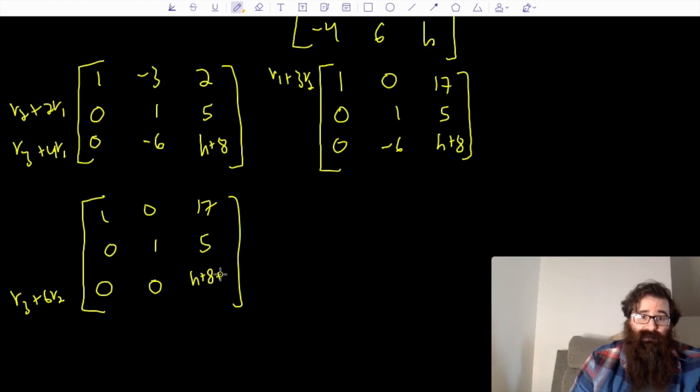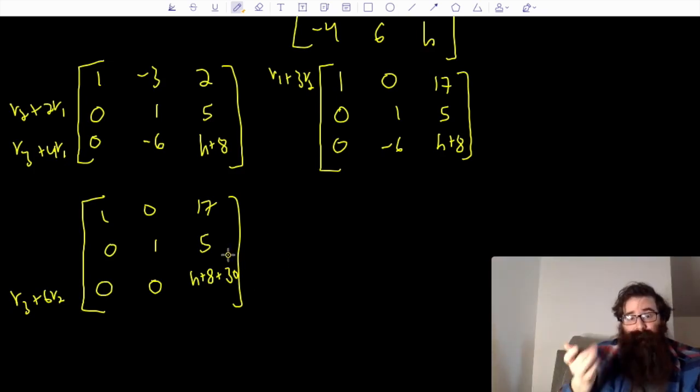So h plus 8 plus 6 times 5 is going to give me 30. So all right, it's really h plus 38, certainly, but you know what we're doing. And then I want to think about augmenting this with a column of zeros. And we can make a similar comment to what we made before.